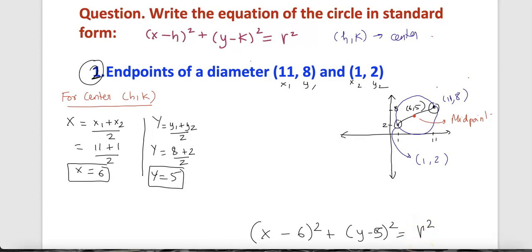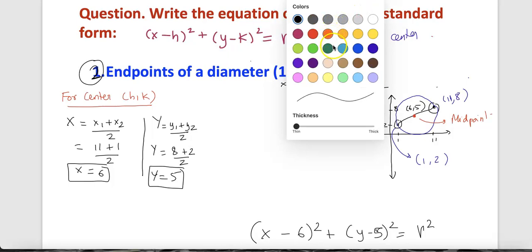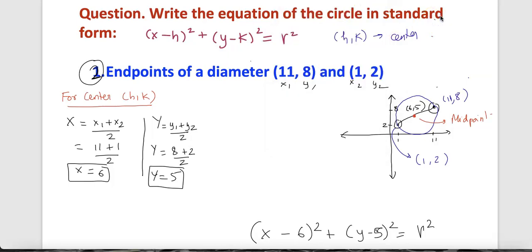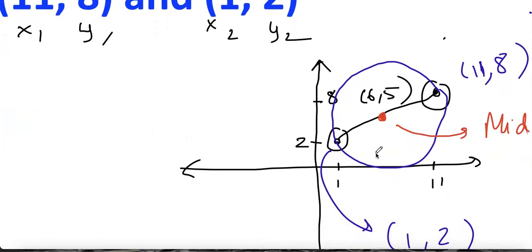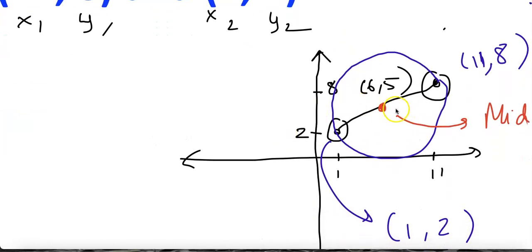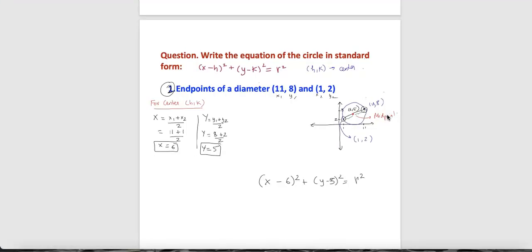r is the radius. So how will we find the radius over here? Think. I will zoom in a little bit so you can see how I can find the radius. By radius I mean I need to find either this distance or this distance over here. Now you see I'm using the word distance. To calculate the distance, I need to use the distance formula.